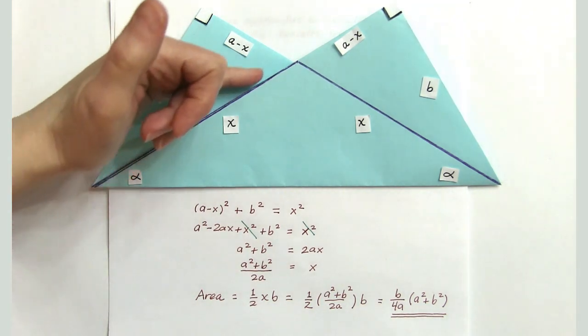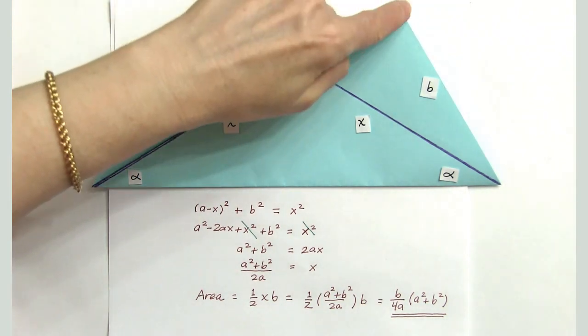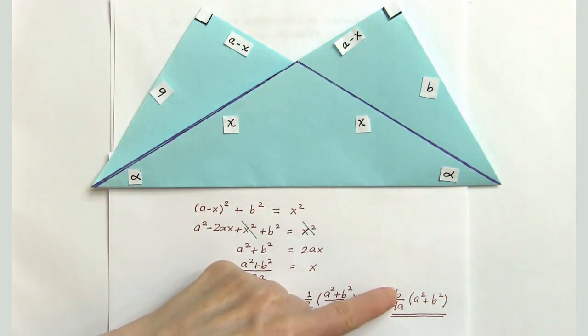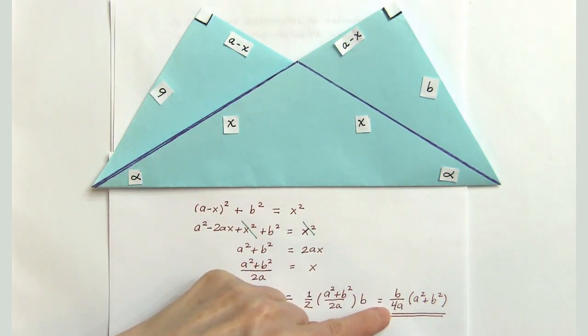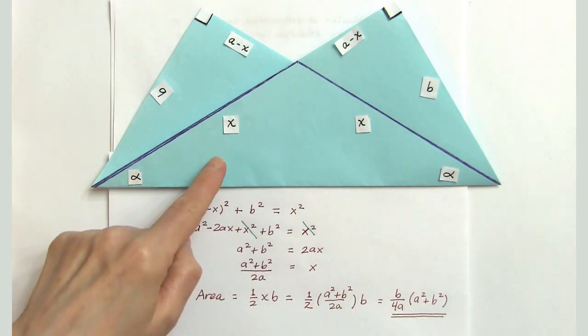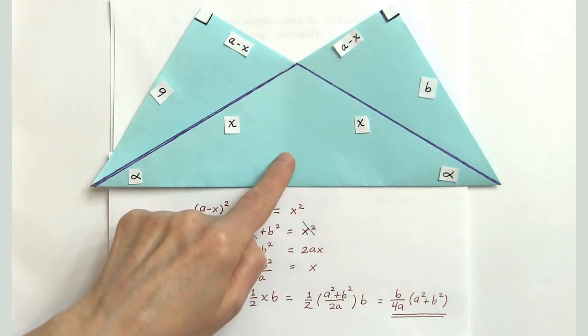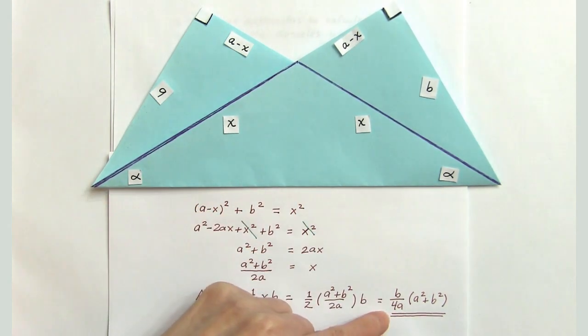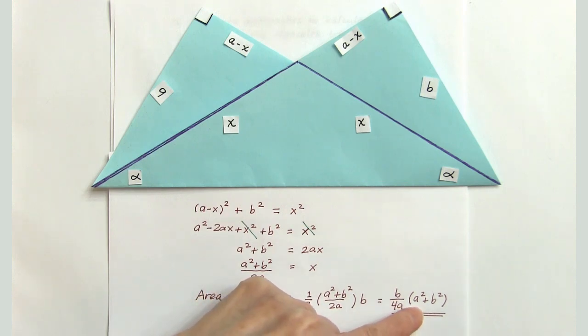And since the length a was given to be longer than b, this is a fraction which is less than 1. So the area of my isosceles triangle is a quantity that is less than a squared plus b squared.